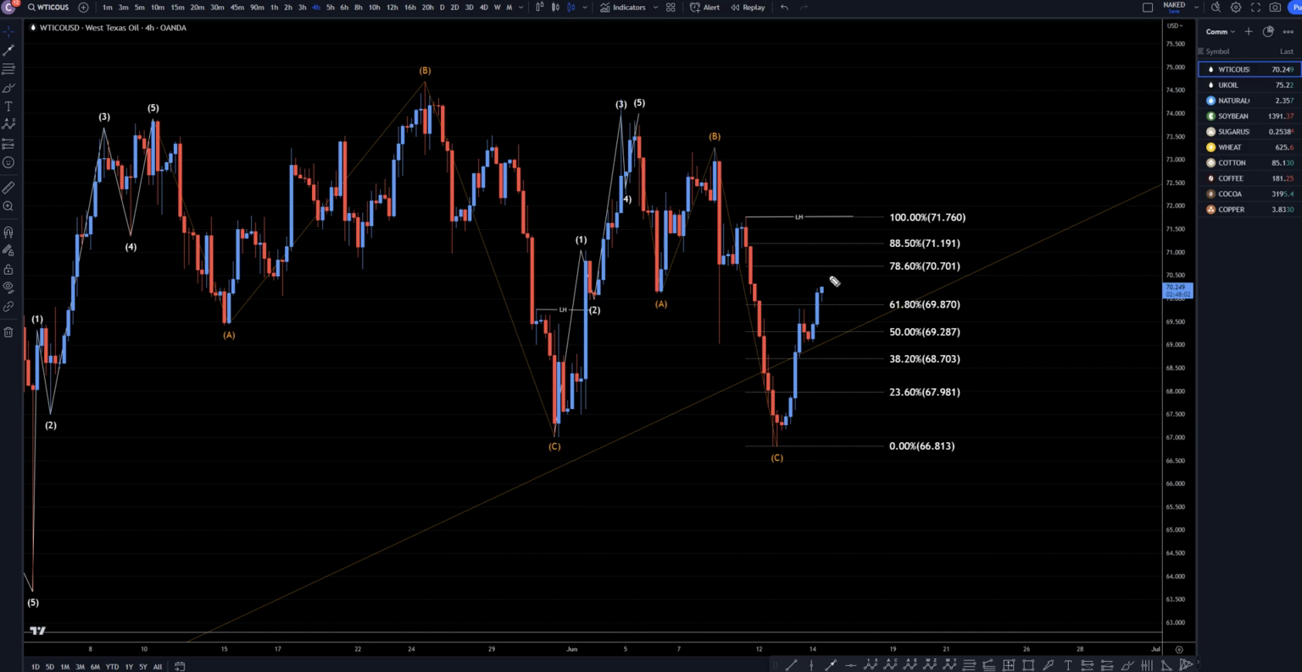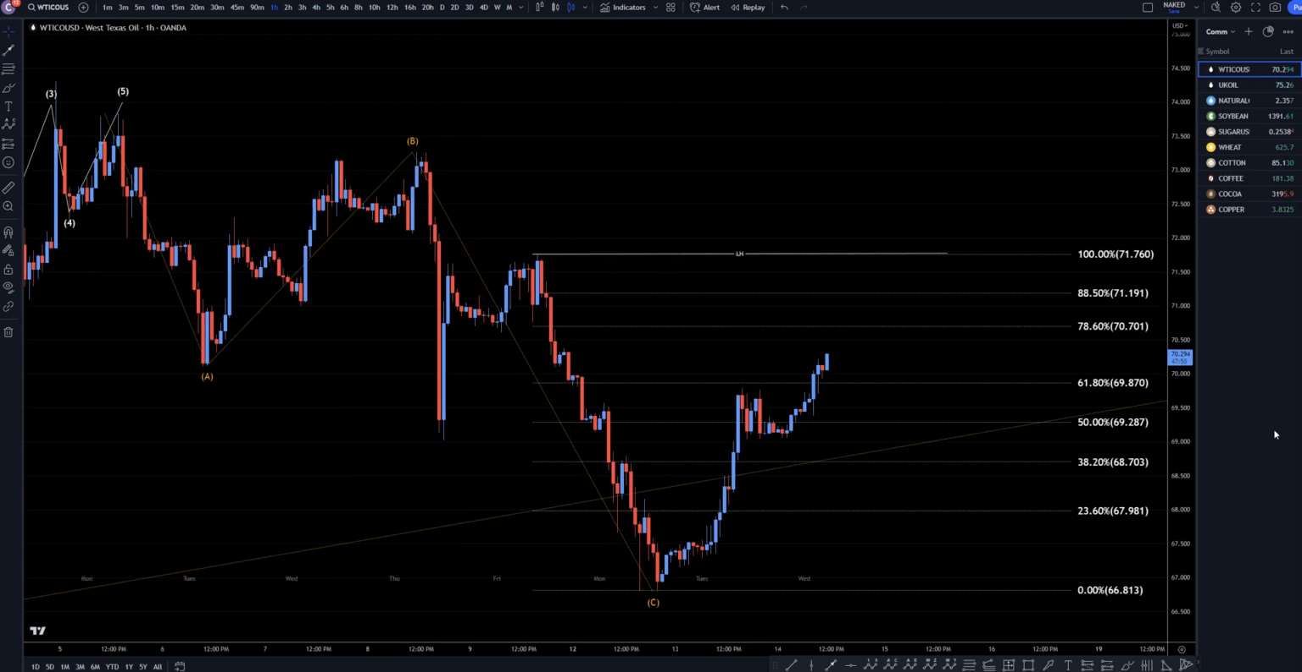We do have to be aware that it still hasn't really broken any structure to the upside, but looking at the pattern, it does seem like it is more likely to end up continuing the uptrend. So let's take a look at that on the 1 hour time frame.